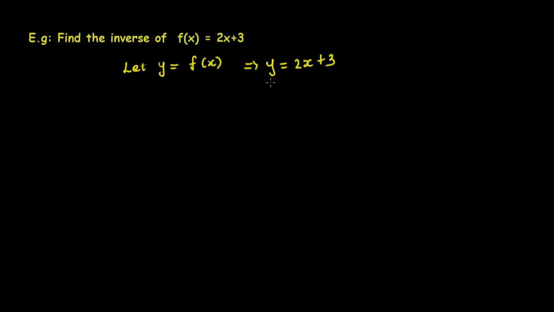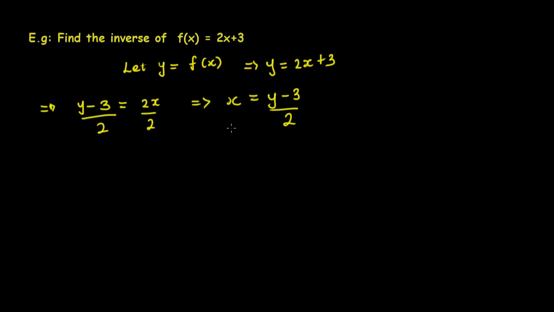So the second step says we should make x the subject of formula. We're going to move this plus 3 to the other side. So this is going to be y minus 3 is equal to 2x. Dividing both sides by 2, this is going to be over 2 over 2, which implies that x is equal to y minus 3 over 2.